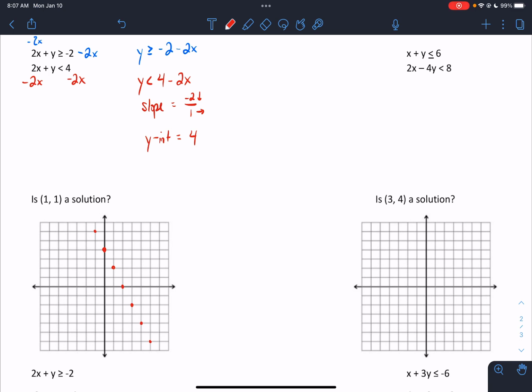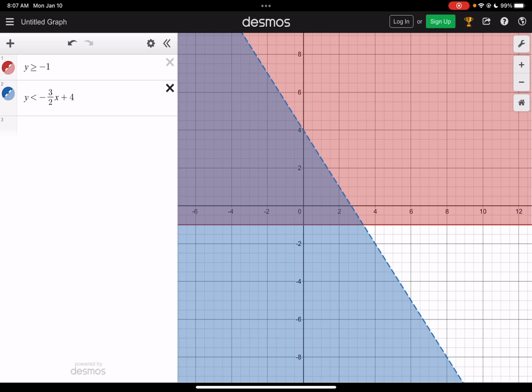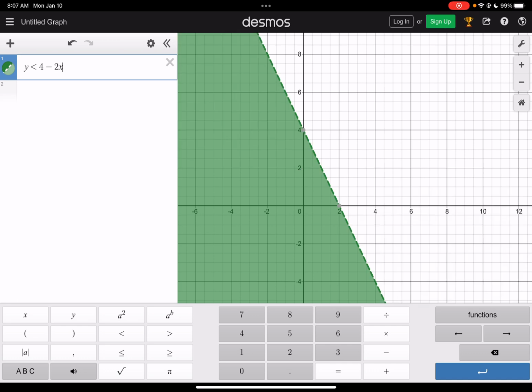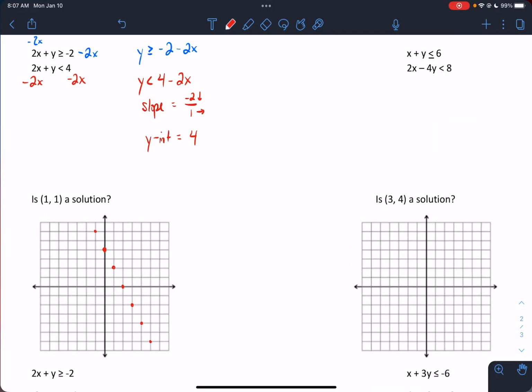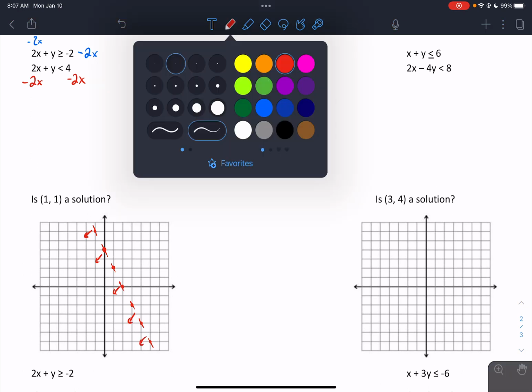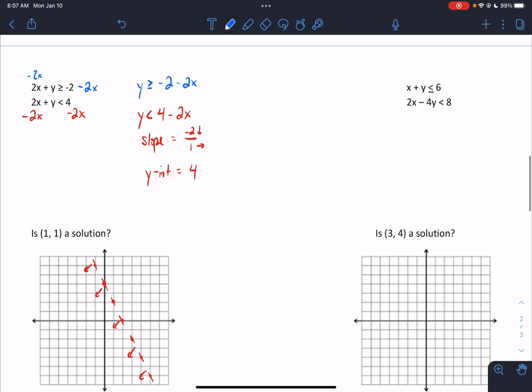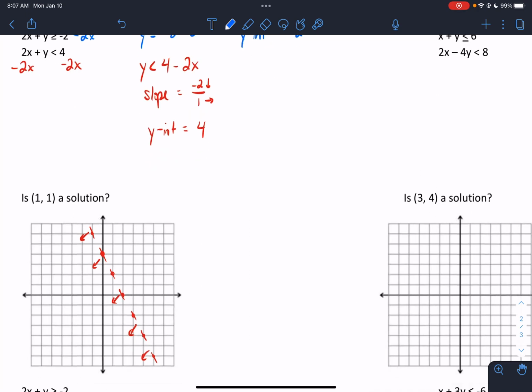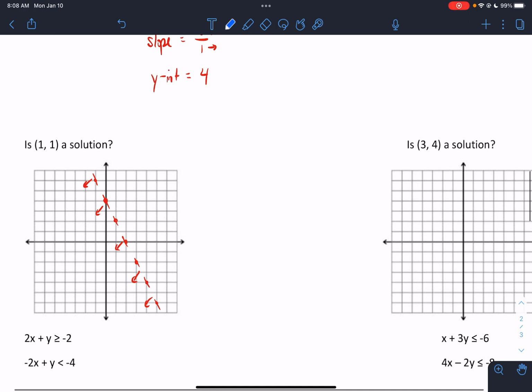That first one, so y is less than 4 minus 2x. Dotted line, shaded down and to the left. So a dashed line that is shaded down to the left. With my blue line, my slope is -2/1, down 2, right 1, and my y-intercept is -2. So I'm starting 2 below my origin.